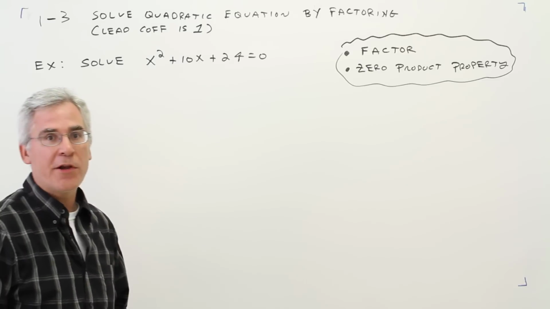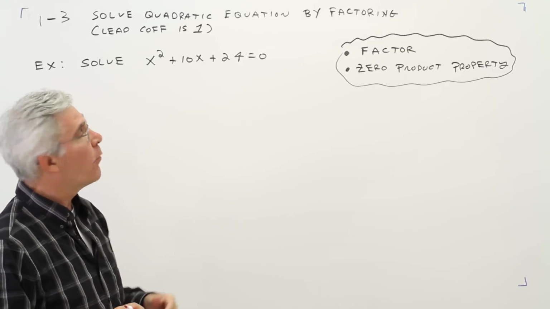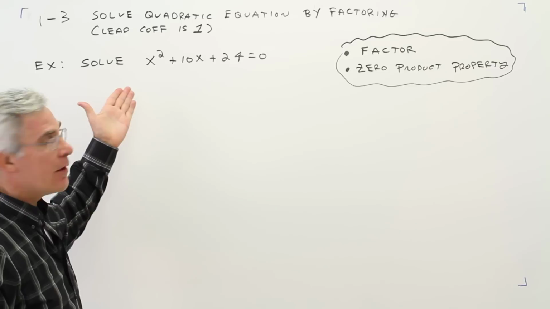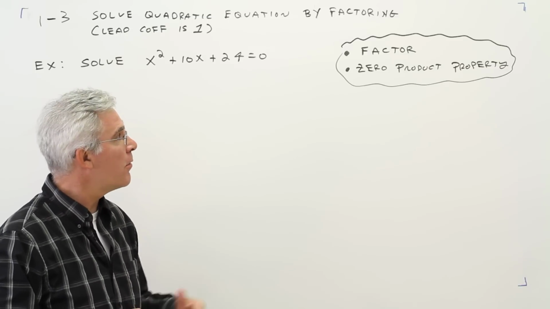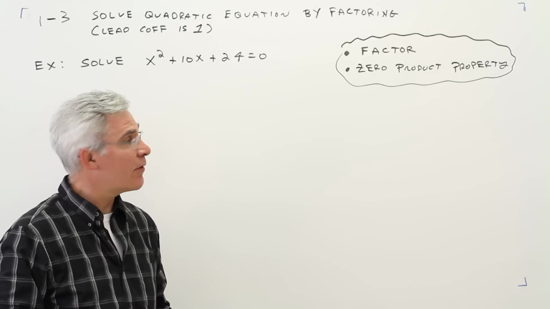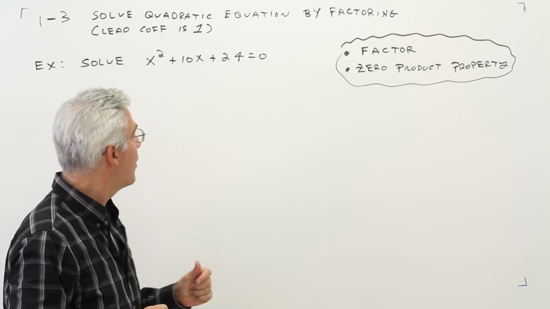Welcome to video 1-3. Solve a quadratic equation by factoring when the lead coefficient is 1. All right, here's the example. Solve x squared plus 10x plus 24 equals 0. Two steps: factor, and then solve using the zero product property.